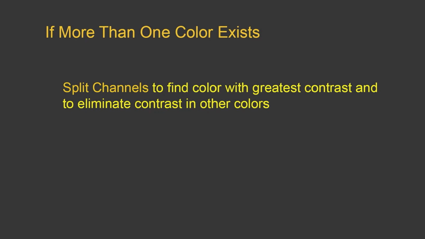If more than one color exists in an image, such as a color bright field image, you can split the channels to find the channel that has the greatest contrast and a channel that might show the tissue area without features of interest looking like they have a great degree more contrast than the background tissue.